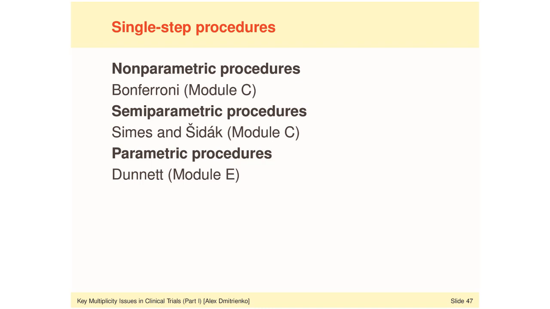The Simes test will be discussed in Module C. The Sidak test will not be discussed. It is very uncommon to see it applied in confirmatory clinical trials. And when it comes to parametric procedures, the standard, the basic Dunnett procedure, relies on a single-step testing approach, and it will be discussed in Module E.